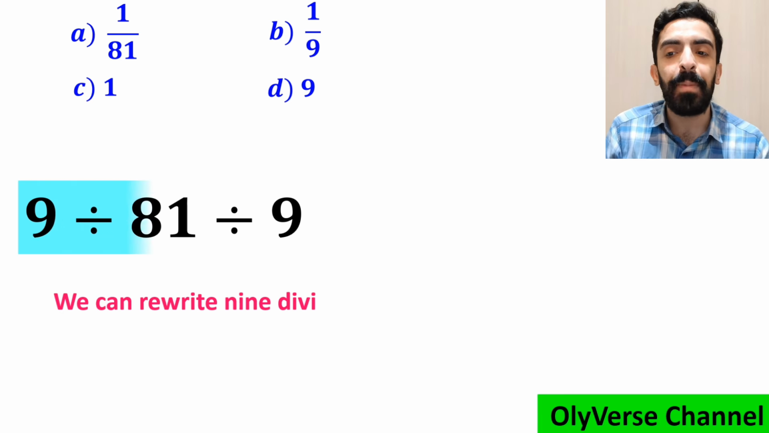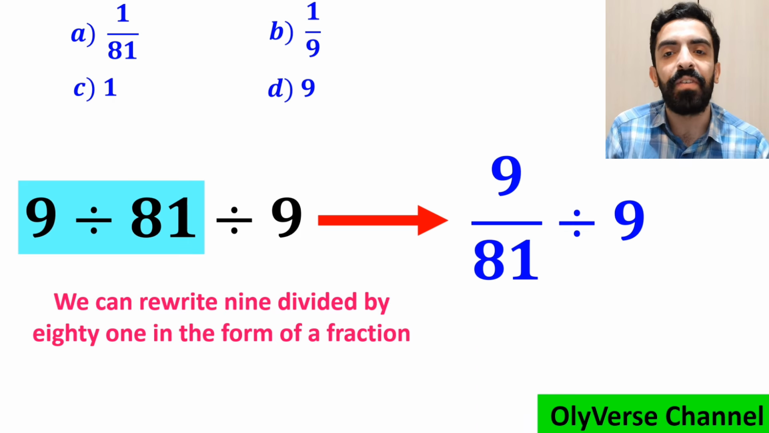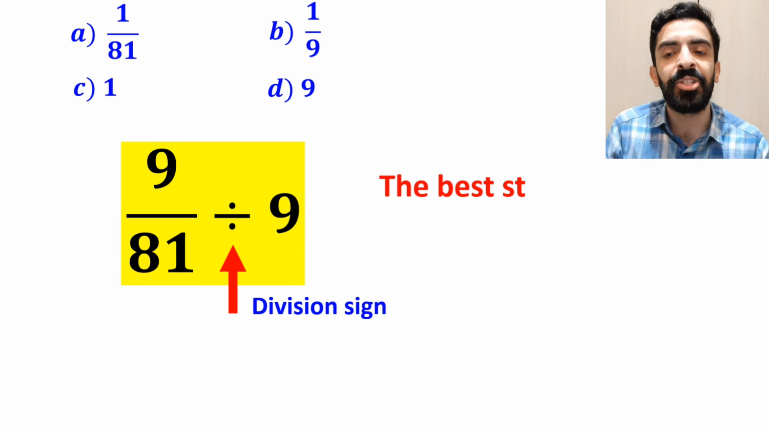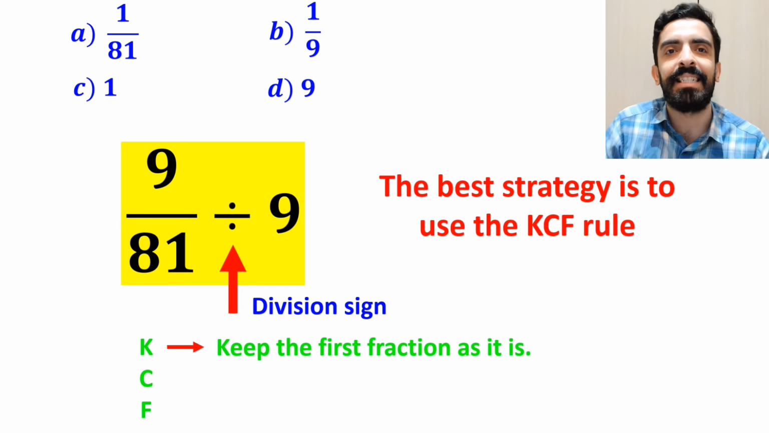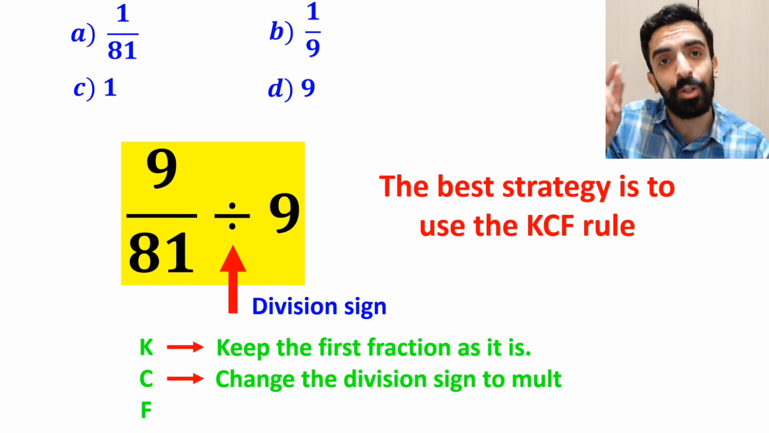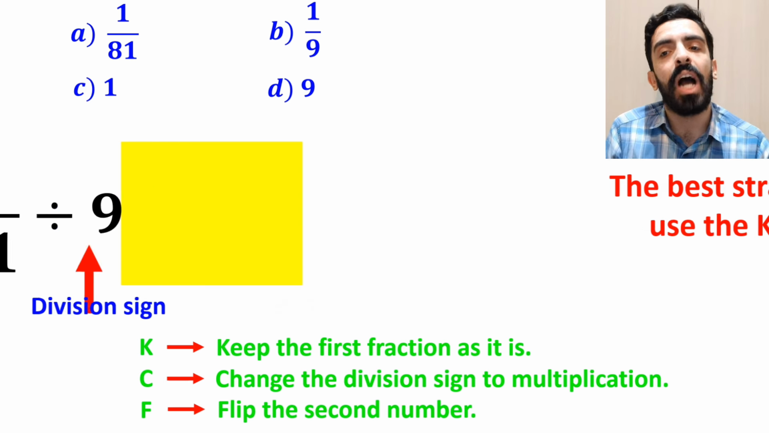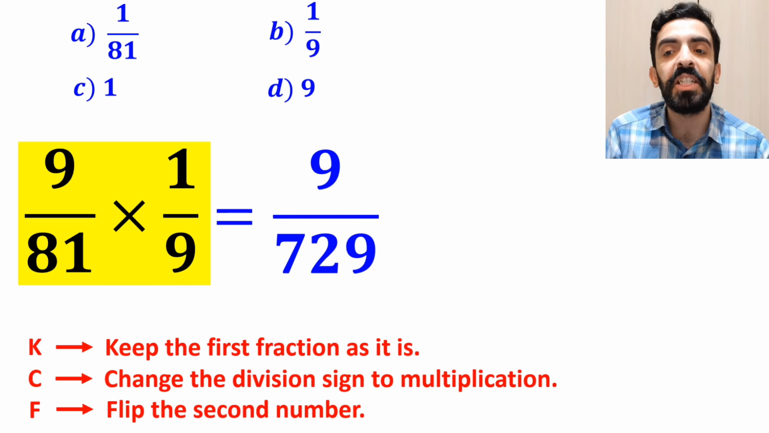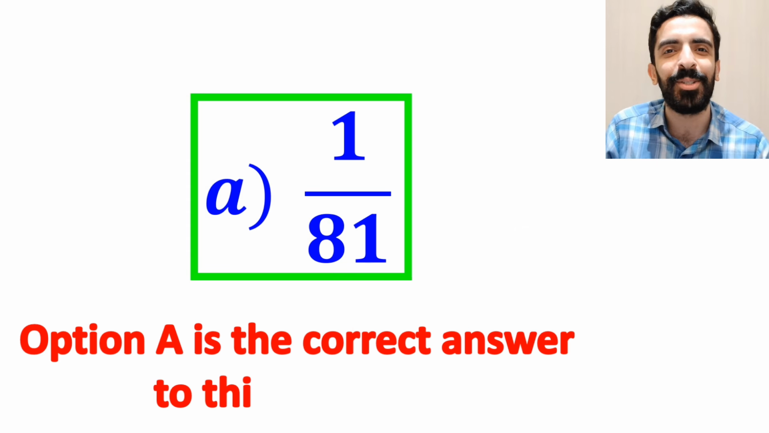Now, we can write 9 divided by 81 in the form of a fraction. So, this expression becomes 9 over 81 divided by 9. Alright, whenever we see a division sign between two terms, the best strategy is to use the KCF rule. In this rule, K stands for keep the first fraction as it is, C stands for change the division sign to multiplication, and F stands for flip the second number. So, instead of the highlighted part, we write it as 9 over 81 multiplied by 1 over 9, which ultimately gives us 9 over 729, and it simplifies to 1 over 81. Therefore, option A is the correct answer to this question.